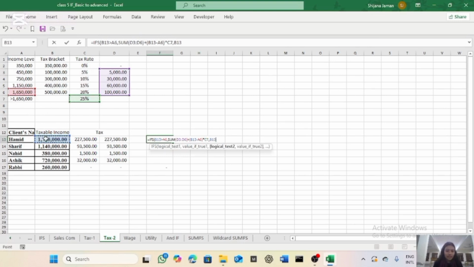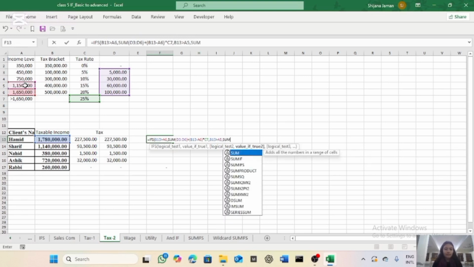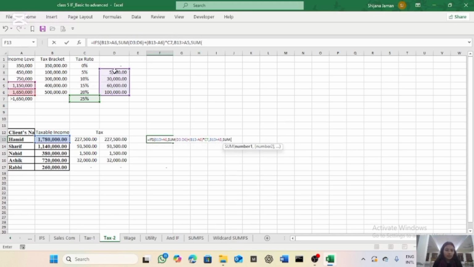If 17,80,000 is greater than 11,50,000, comma, for 11,50,000 we had to pay the sum of this amount of tax, close the bracket, plus subtract taxable income minus our income level and multiply with our tax rate, which was 20%. For income level 11,50,000, tax rate was 20%, comma. We have done our second logical test.